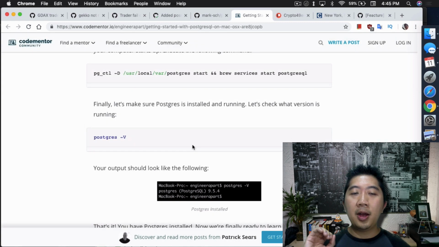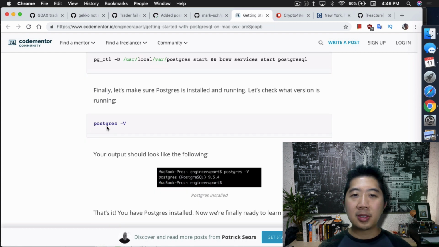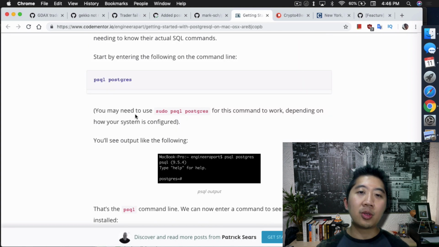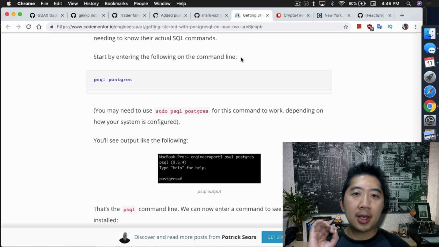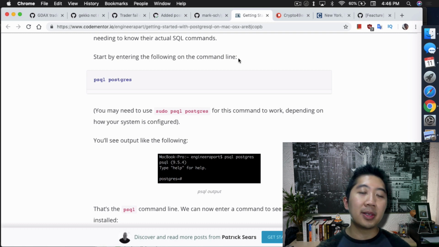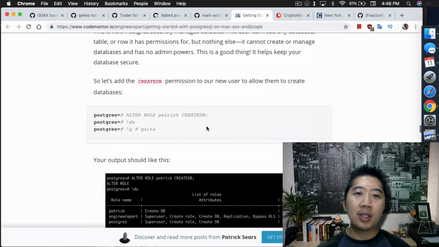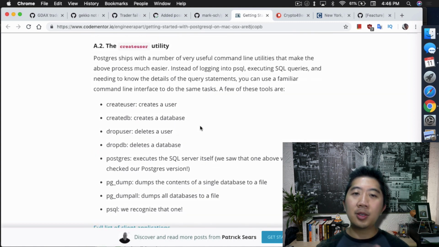And the second thing is to have PostgreSQL running and also starting up as a service every time you start your computer. The next thing is just to check to make sure that Postgres is installed properly. After that, all you have to do is set up a specific user that has the ability to create databases. There are two methods to do that, but just go with the easier version, which is the createuser utility. He covers it here in A2. So basically just use createuser, type in the name of the user, and give this user the create database role, so this user can create databases.